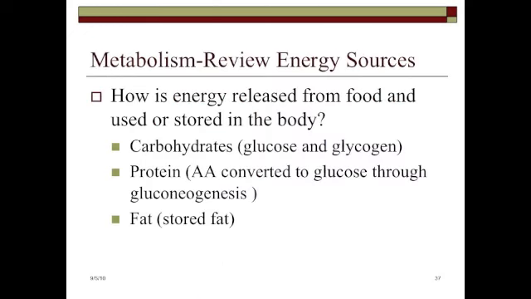So let's review. Food contributes basically 3 sources of energy, which are carbohydrates, protein, and fat, that can be stored in the body or utilized for energy. Carbohydrates can be stored as glycogen and circulate as glucose. Proteins can be converted to glucose for energy as a last resort. Fat can be stored in an endless abundance as stored fat.